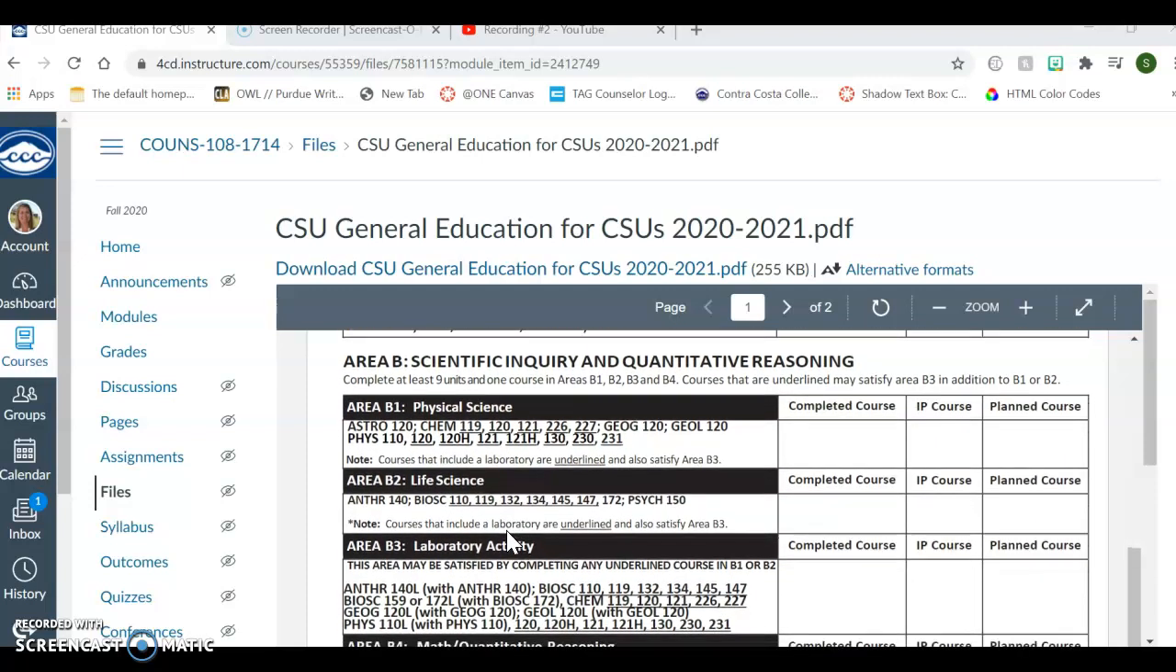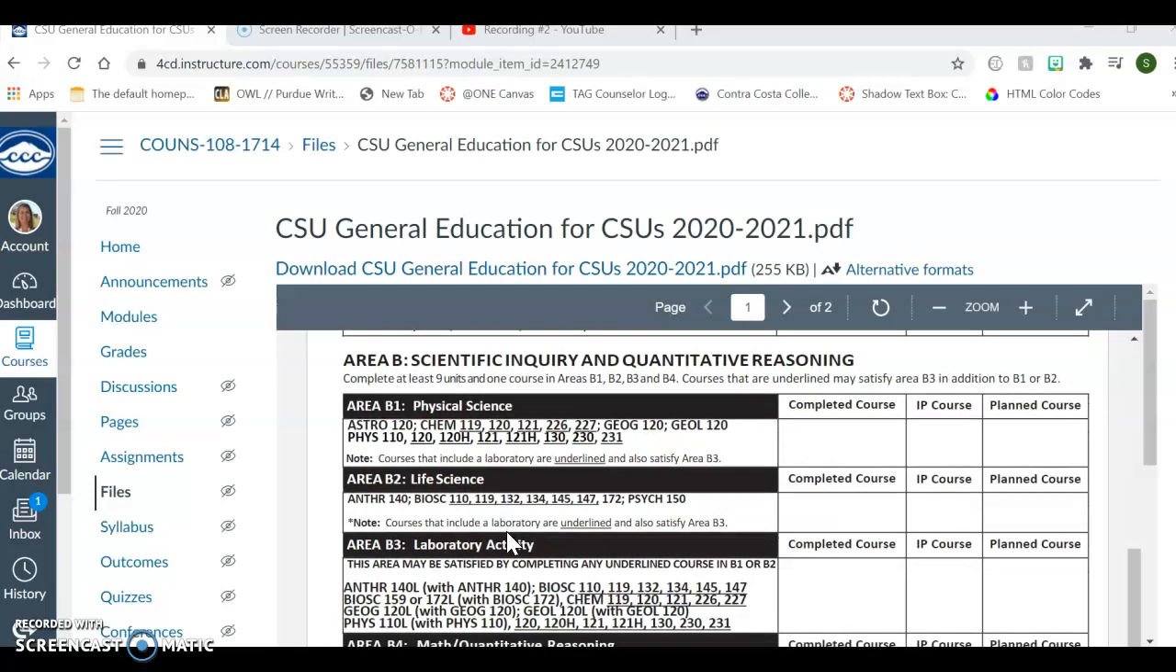Certainly, again, you can use your catalog to determine which one would be the best for you. From the science area, you might remember that the CCC general education requires only one science course, and it does not have to have a lab. However, the CSUs want you to have two science courses, one from physical sciences, one from life sciences, and then your third has to have a lab, or the third area is a lab. So one of these two courses must have a lab associated with it.